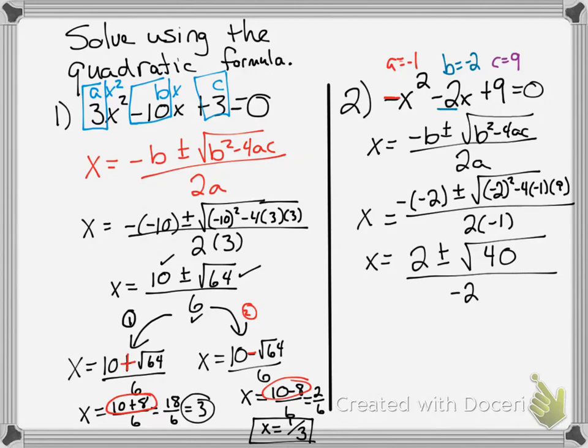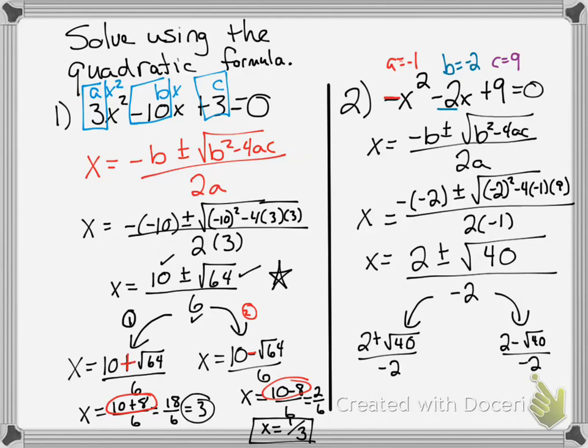So just like right here, at this point, I need to do a split. I need to break this into two problems. The first, I'm going to have 2 plus square root of 40 divided by negative 2. My second problem would be 2 minus the square root of 40 divided by negative 2.